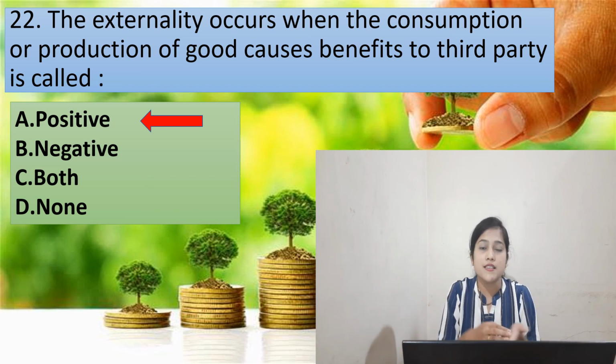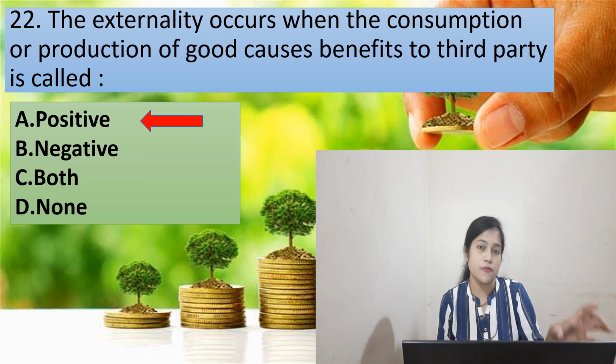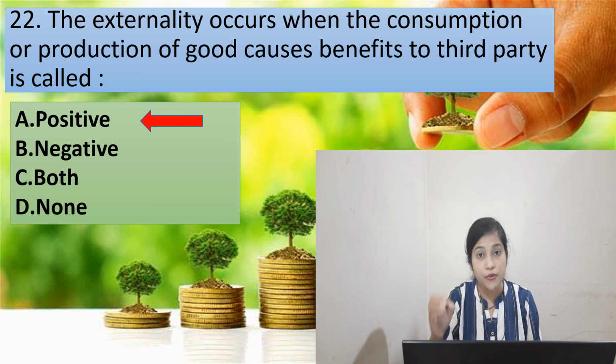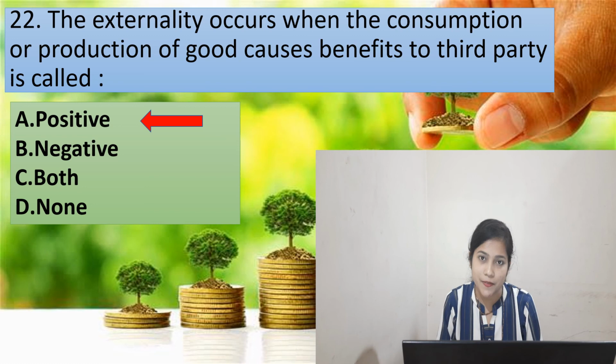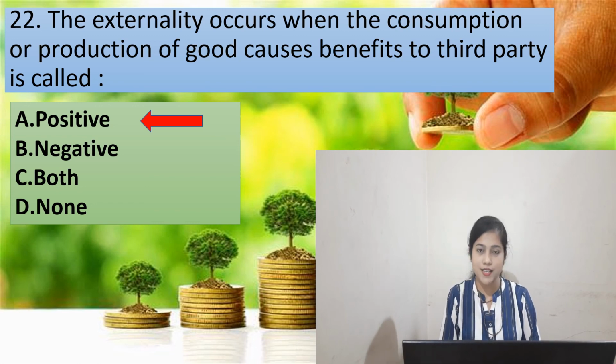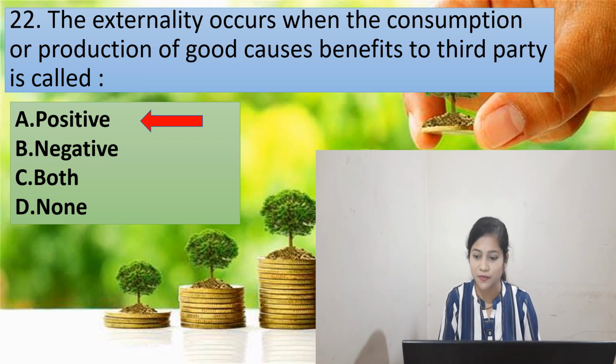The contrary one is negative externality. How? Suppose you have an industry which is causing much pollution, and that pollution is affecting the society nearby, and for that pollution you have to pay something chargeable. That is because your production or consumption is affecting the public. And that is called negative externality. Getting the concept? So here the answer will be positive, answer A. Clear? Okay. Moving to the next question.